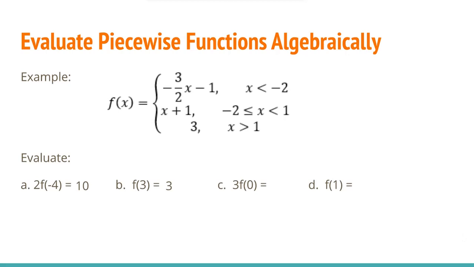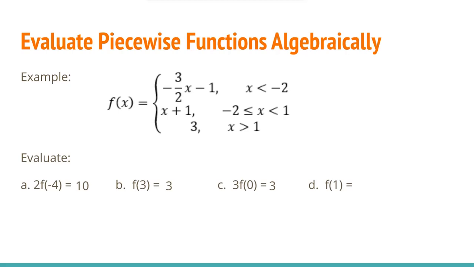Hopefully you noticed that the input is a 0, and that 0 is between negative 2 and 1. So we're going to be using the middle rule in this case. And if you substitute 0 for x in x plus 1, you're going to get 0 plus 1, or 1. And then hopefully you noticed that there was a 3 out front of the f, which means we're going to multiply that by 3. So I'm hoping that you got that the answer for C is going to be 3. Go ahead now and take a look at D.